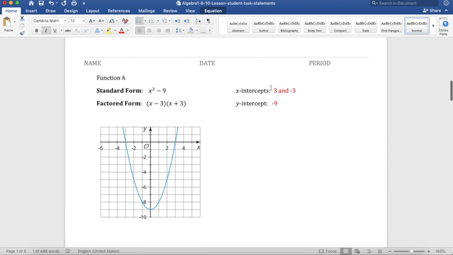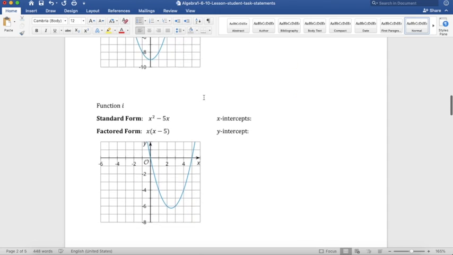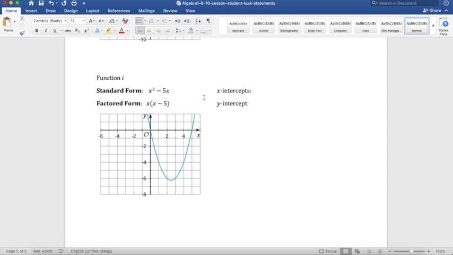And then down here I have a 3 and a negative 3, and okay, I have a negative 3 and a 3. So yeah, the opposite of 3 is negative 3, opposite of negative 3 is 3. So apparently it seems that my x-intercepts are appearing in my factored form of my equation. Let's just go through the list and see if that is true.